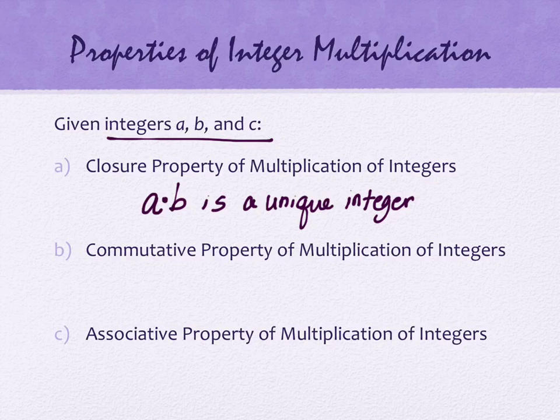Closure says that if I take two integers and I multiply them, I get another integer. So I don't all of a sudden get a fraction or decimal. I don't all of a sudden get a radical or a pi. None of that happens, right? Start with an integer and end with an integer.